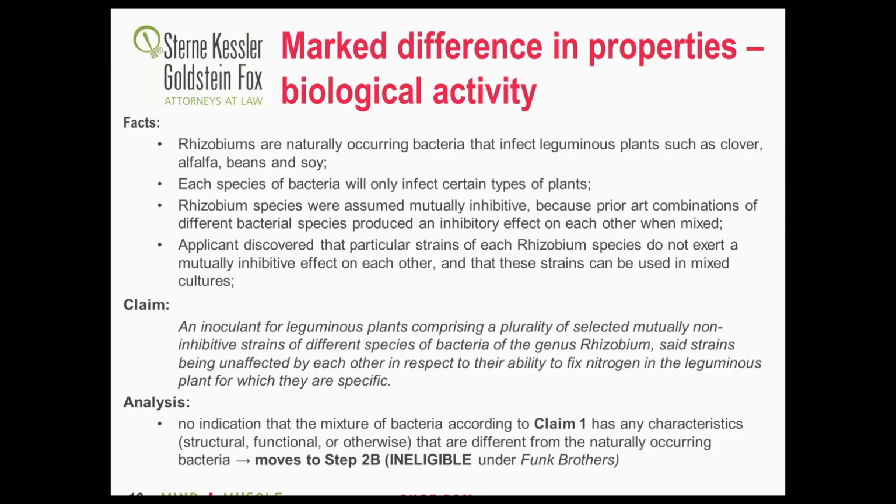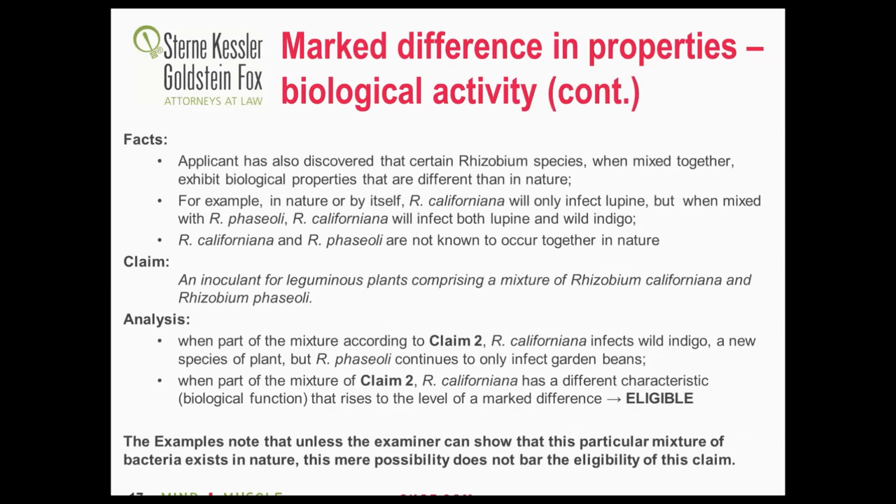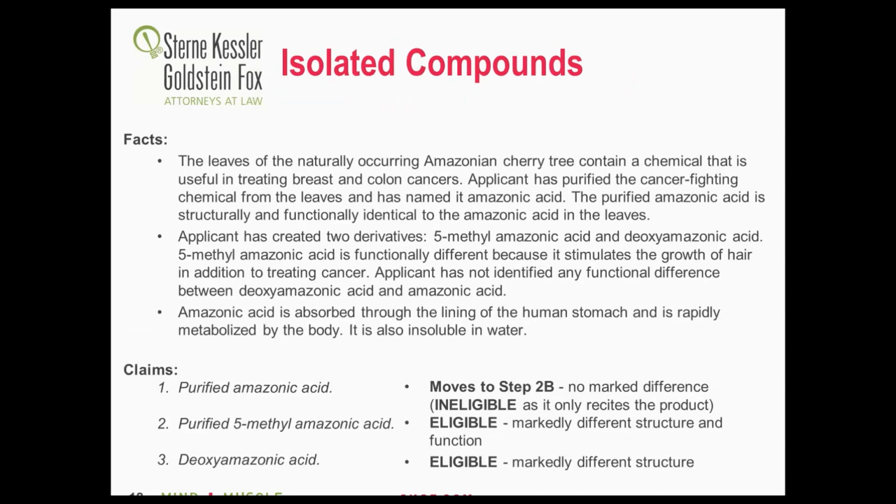Californiana so that it can infect two different hosts instead of just one. And the office will view such a change in the pathogenicity of bacteria to make the claimed composition of the two bacteria patent eligible. I also want to note here that the examples expressly state that the remote possibility that these two bacteria may be found somewhere in nature together is not enough to render the claim patent ineligible unless the examiner can provide an example where the two of them are found together.